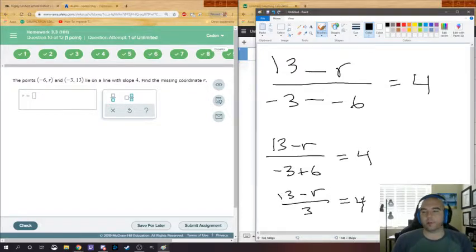Now, your r might be on the bottom of the fraction. Your r might be first, and then the number, like 13 or something, might go second. It varies, you know what I mean? But you're definitely going to get r or x or some letter somewhere in the fraction equal to some sort of slope. And the slope could be a whole number. It could be not a whole number. It could be a fraction.